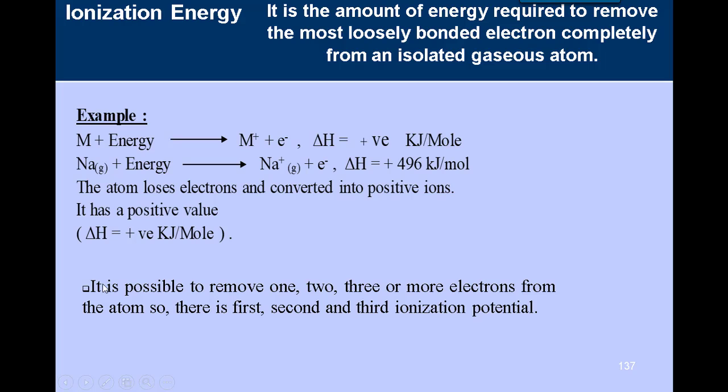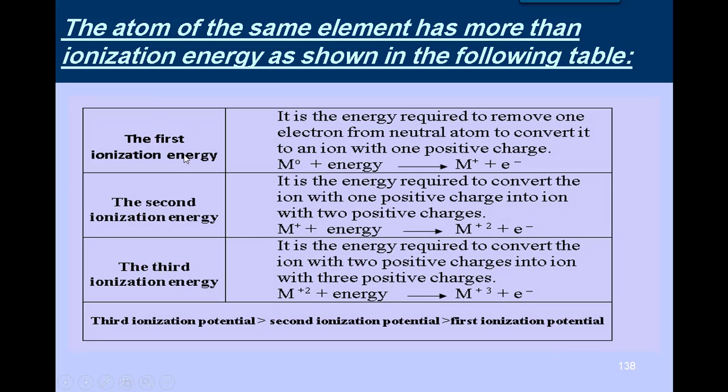Another piece of information here: it is possible to remove 1 or 2 or 3 or more electrons from the atom. So we have first ionization energy, second ionization energy, and third ionization energy. So we have here 3 definitions. The first one, first ionization energy, is the energy required to remove 1 electron from a neutral atom and convert it into an ion with 1 positive charge, as shown in the following equation.